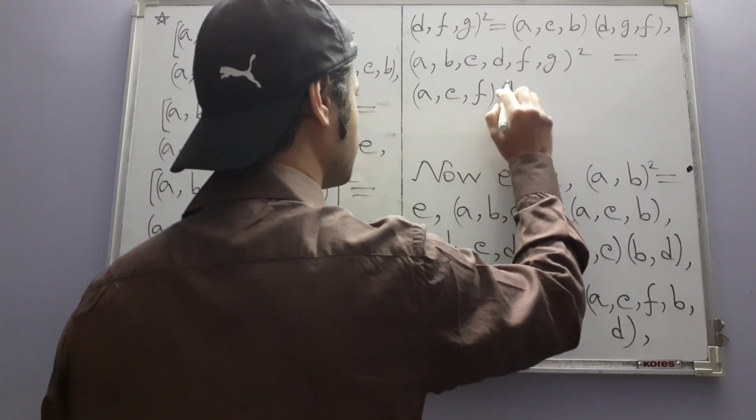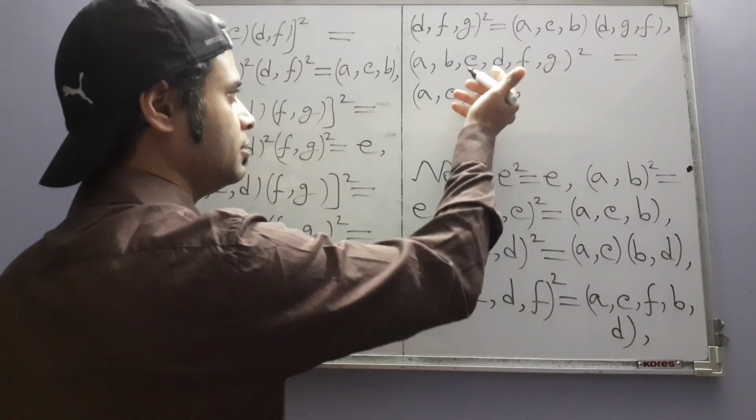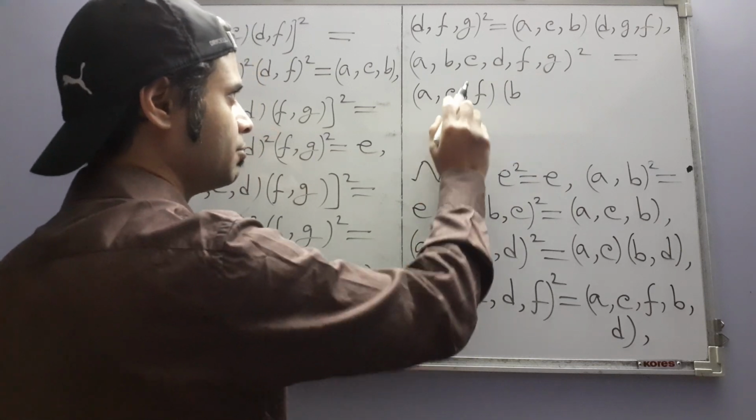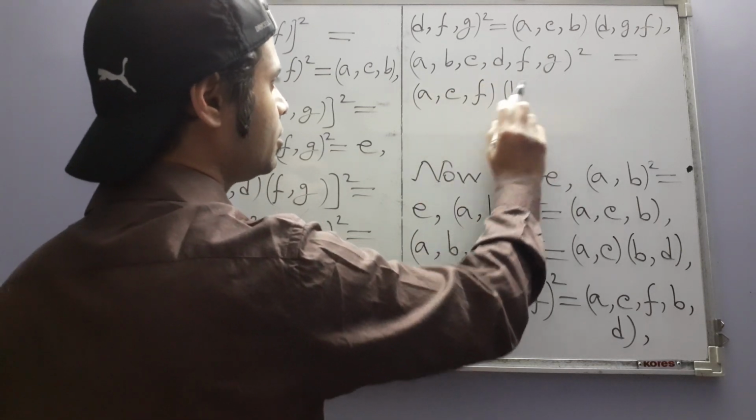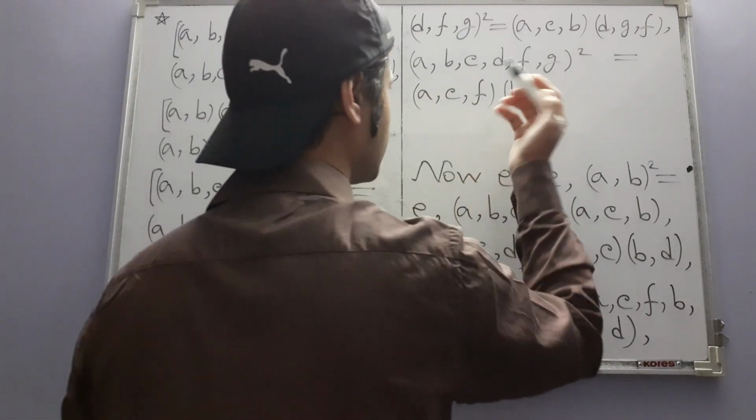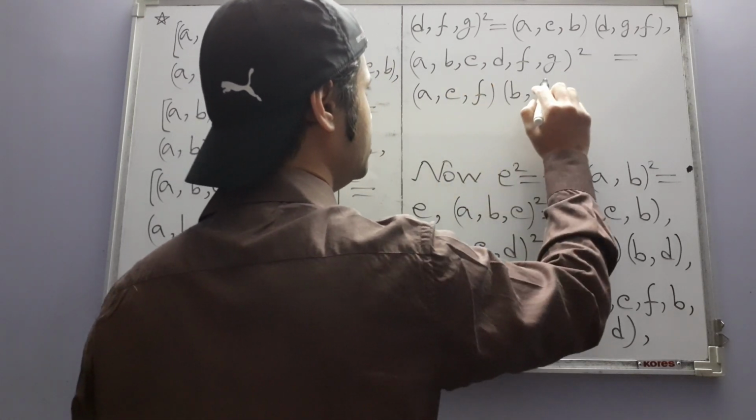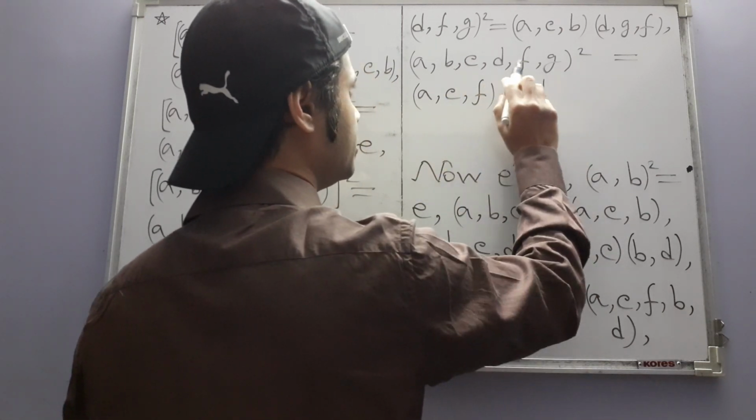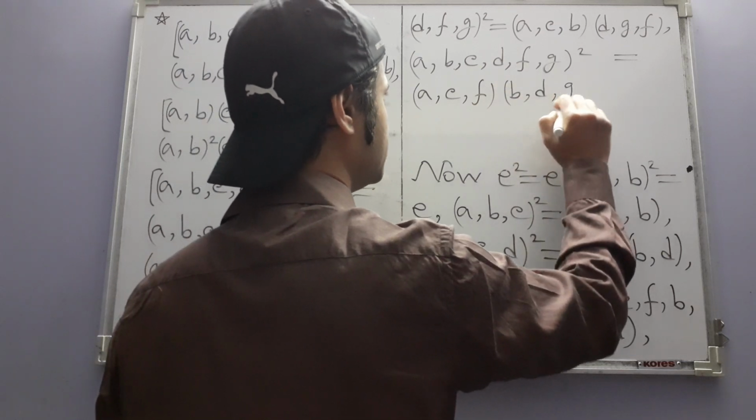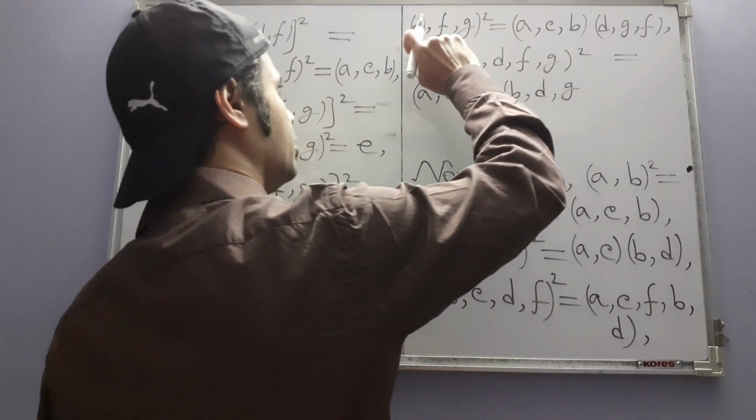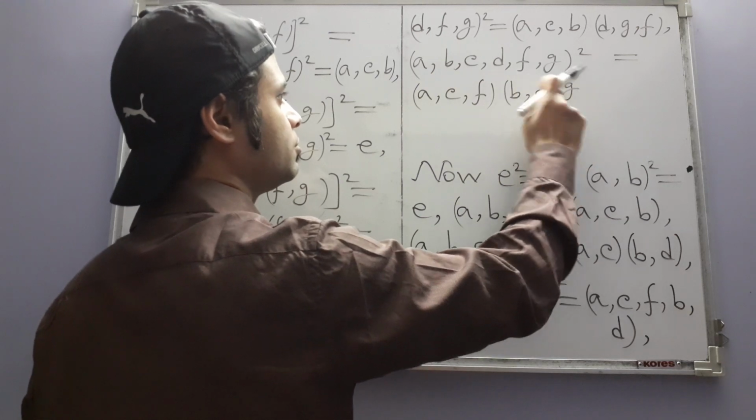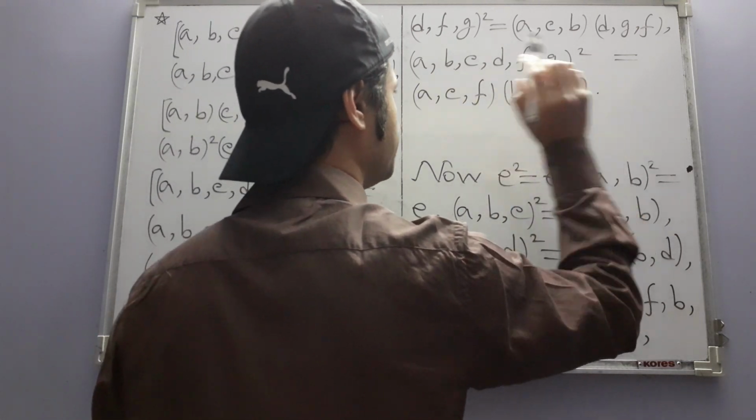So next start with B. You can start with any of the remaining symbols, B, D or G. So I have decided to start with B. B to C, C to D, so B to D. D to F, F to G, D to G, G to A to B, so G comes back to B.